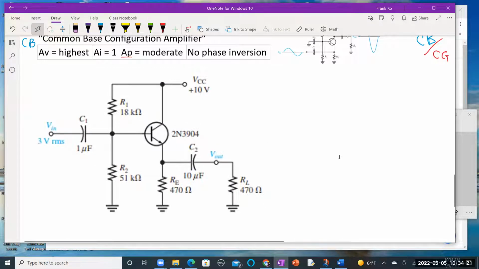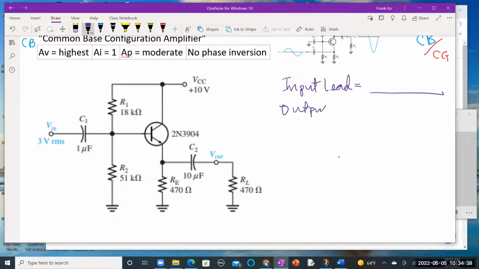All right, so given this particular circuit, call out input lead, output lead, name of configuration. So here, input lead equals blank. Output lead equals blank. Config, spell it correctly. Config equals blank. Okay, help me fill in the blanks.